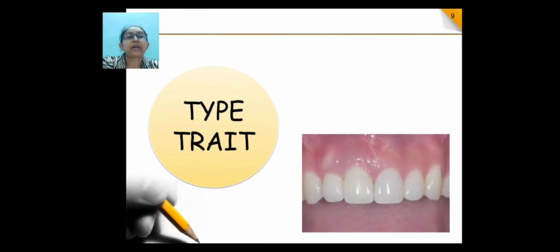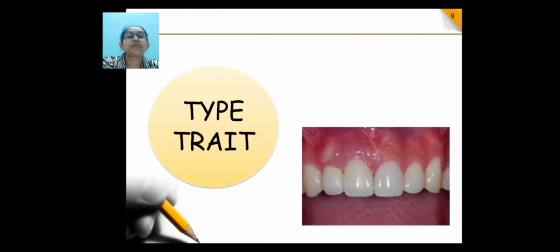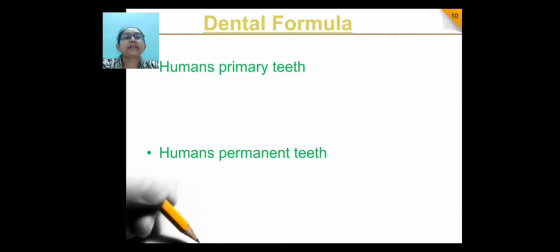Next is the type triad. Here in the type triad, we are going to distinguish between the central incisor and the lateral incisor. Similarly, if you take an example of molars, we can distinguish between the first, second and third molars. In this case, the canine does not have any type triad, that is, we don't have any comparing tooth for a canine here. So canine does not have a type triad. So these are the triad categories.